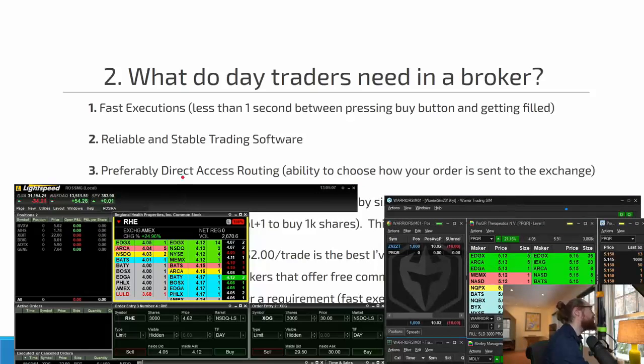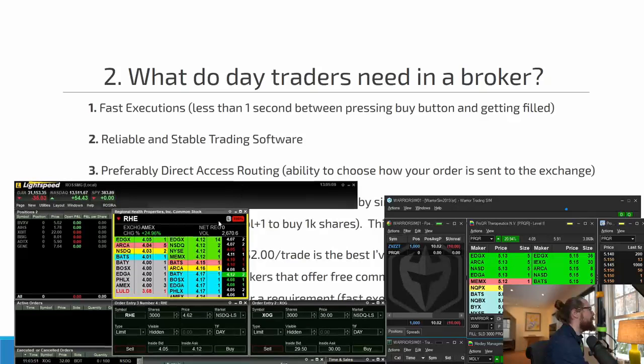And then number three, direct access routing. Not to get too far ahead of ourselves on level two, but this right here for RHE, this is where everyone that wants to buy and sell this stock has to come. This is a little island for this stock.